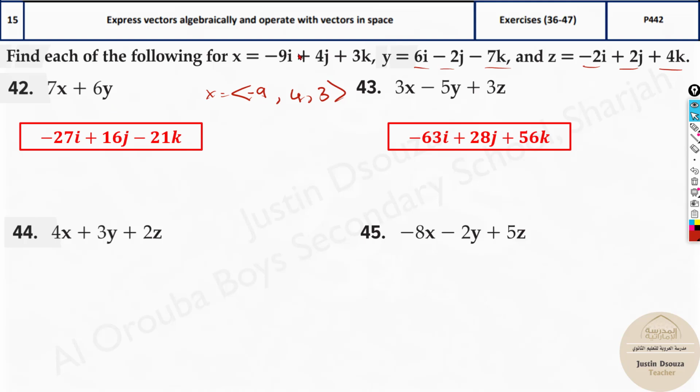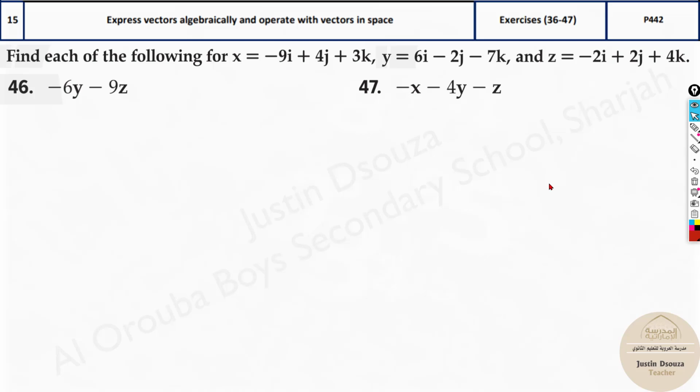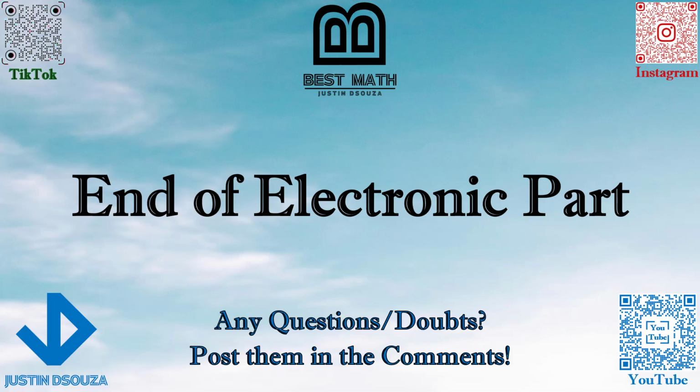Okay, now since they have given in terms of i, j, k, remember, after you solve it up, write the x term as i, j and k. The coefficients, the answers will be the coefficients of i, j and k. The easiest of all. And that is the end of all the electronic part questions.